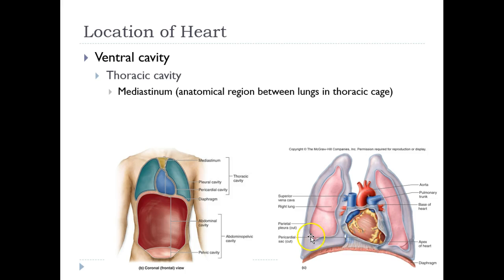You'll notice that the heart is covered in this layer, and this layer is going to be called the pericardium, the parietal, and then the heart is going to be in a sac itself, and there's going to be a fluid surrounding the heart, and there's going to be fluid inside the heart itself to keep it pumping without friction and keep it moving.